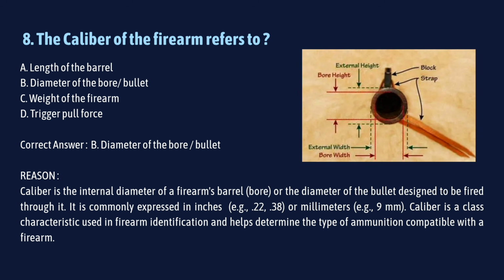Now comes question number 8. The caliber of the firearm refers to. The correct answer is option B, diameter of the bore or the bullet. The reason is caliber is the internal diameter of a firearm's barrel or the diameter of the bullet designed to be fired through it. It is commonly expressed in inches or millimeters. Caliber is a class characteristic used in firearm identification and helps identify the type of ammunition compatible with the firearm.